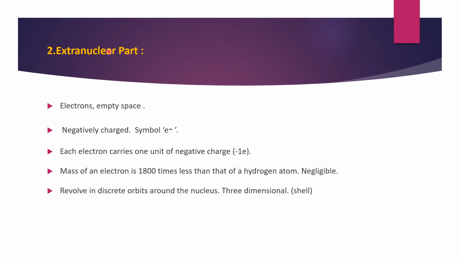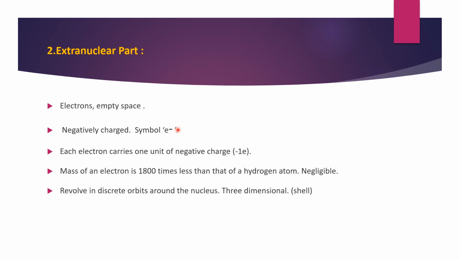Next is the extranuclear part. Extranuclear part means there is one part that is the nucleus and the second part is other than the nucleus. That thing we have already studied in Thomson's model. In Thomson's model they discovered the electrons, and that electrons move around the nucleus was given by J.J. Thomson, right? In the extranuclear part, again there are two important parts, electrons and empty space. Empty space has to be given the name empty space because empty space also has a significance of its own in physics.